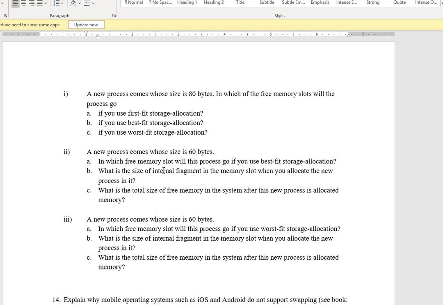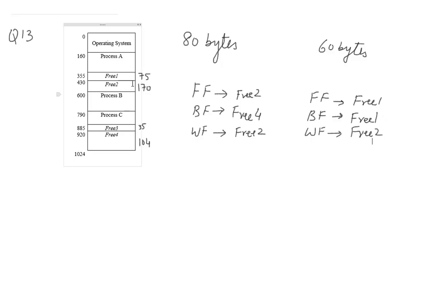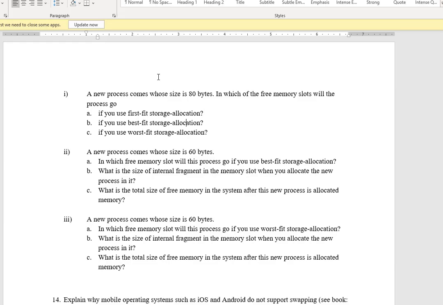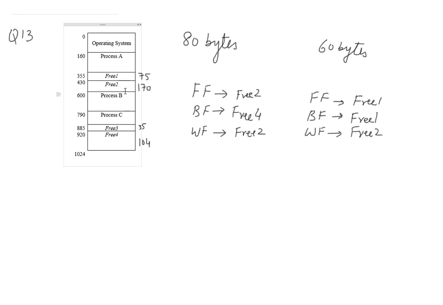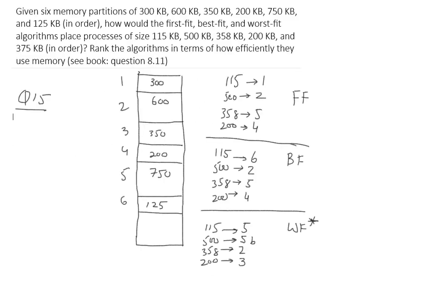For part B, we can think about the internal fragmentation. Let's say you have 60 bytes and first fit. It will go to free 1, and 15 bytes will be the internal fragmentation, which is the remaining part. Then, what is the total size of free memory in the system after this process is allocated? Here 60 bytes have been used, 15 bytes are remaining here, plus 170 plus 35 plus 104, this is the remaining total bytes.